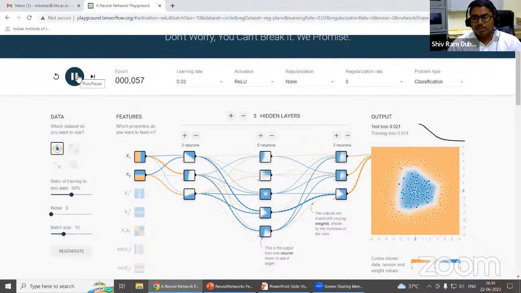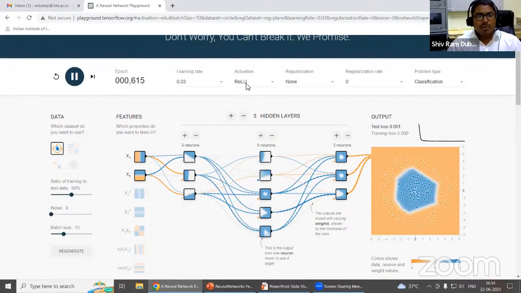So here you can see once we started the training, this was the decision boundary which was being learned. And now you can see this is a nonlinear decision boundary. Why is this a nonlinear decision boundary? Because with all these neurons, we are using the ReLU activation function.